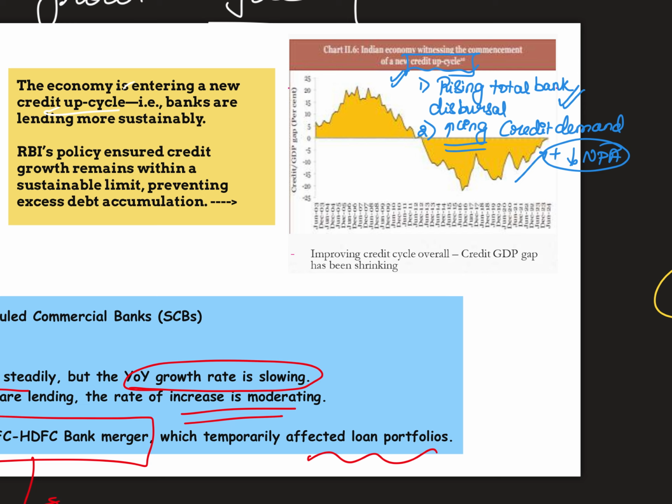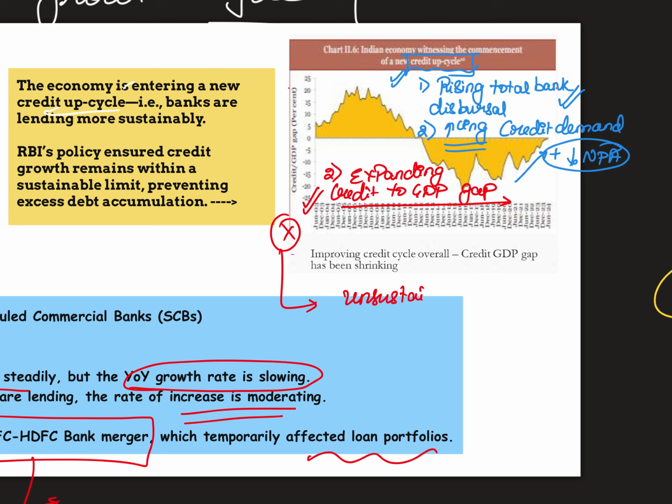Also, if in UPSC there is a question which says that in the new credit up cycle, growth is sustainable only when the credit to GDP gap is expanding, is this true or false? Like I've already explained, it is false. Why? Because if you keep expanding credit, it becomes unsustainable. You must not expand the credit to GDP gap in a phase where you have to tread carefully. Please note this point. The context is extremely important to maintain sustainability. You cannot expand the credit to GDP ratio when you have to take care of the economy when it is risky.